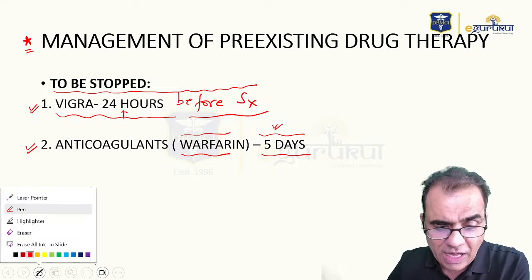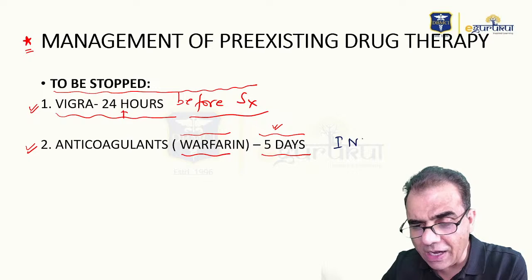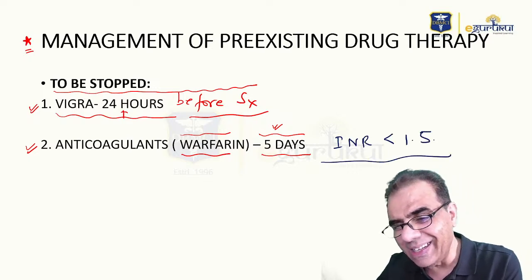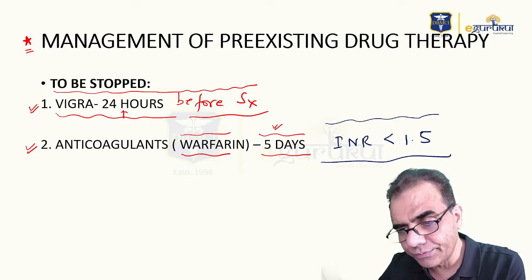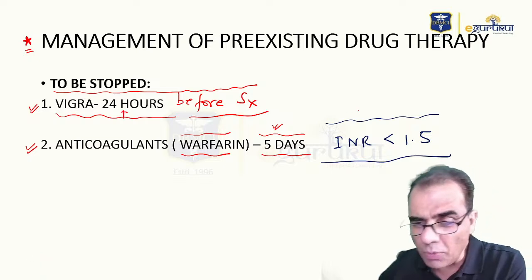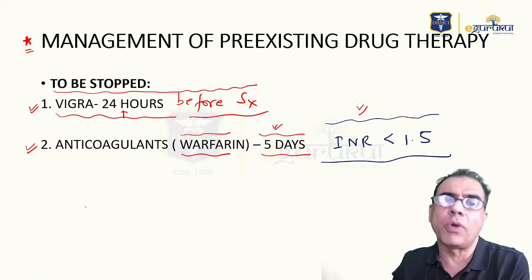And not only that, before taking the patient for surgery, INR should be less than 1.5. That was also a question asked in NEET and INICET: how much should the INR be before you can consider the patient for surgery? It should be less than 1.5.